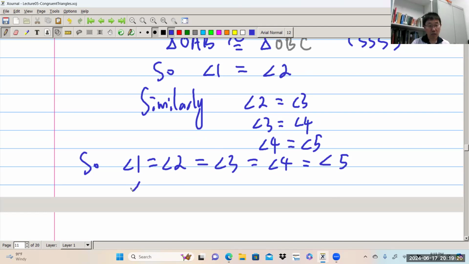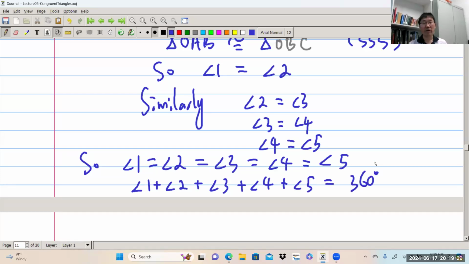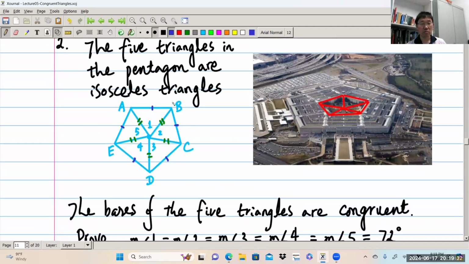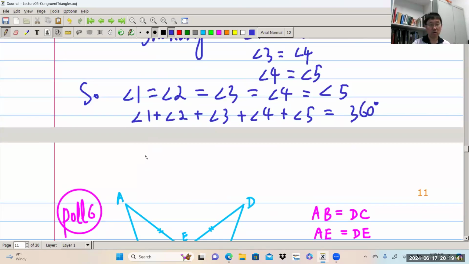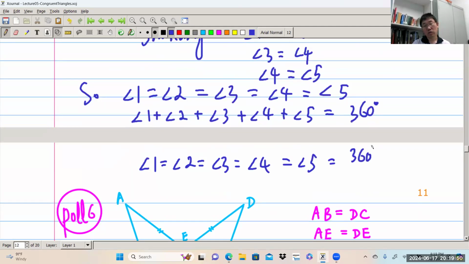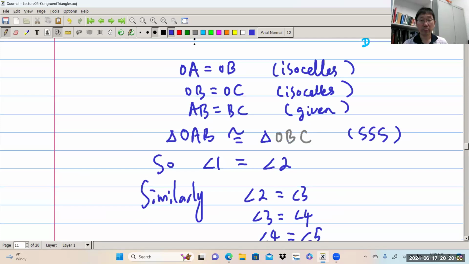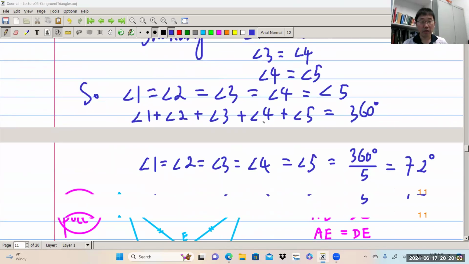And also we know the sum of these 5 angles is 360 degrees. These 5 angles make a 360-degree angle. So the measure of each would be 360 degrees divided by 5, which is 72 degrees. So that's the proof. Is that clear to you guys? That's good. Now you guys try this one.